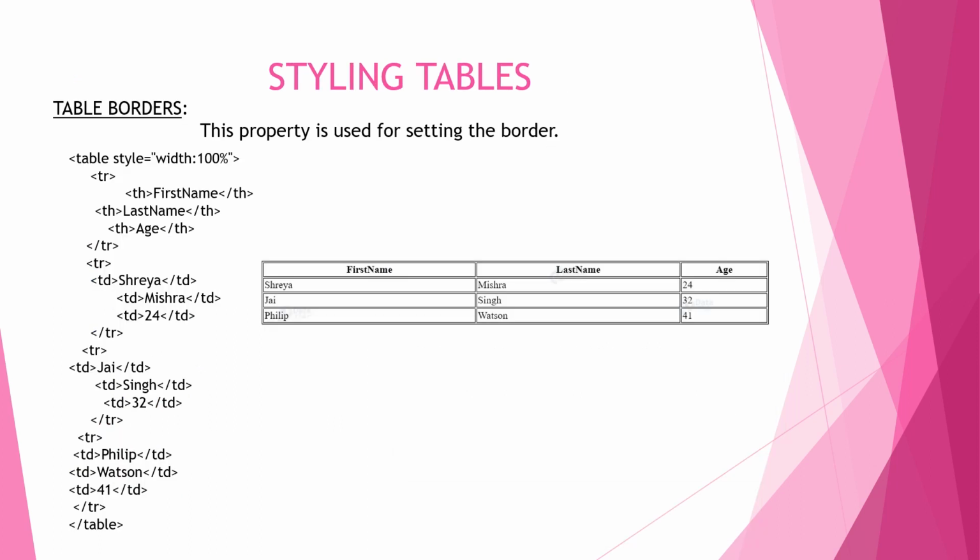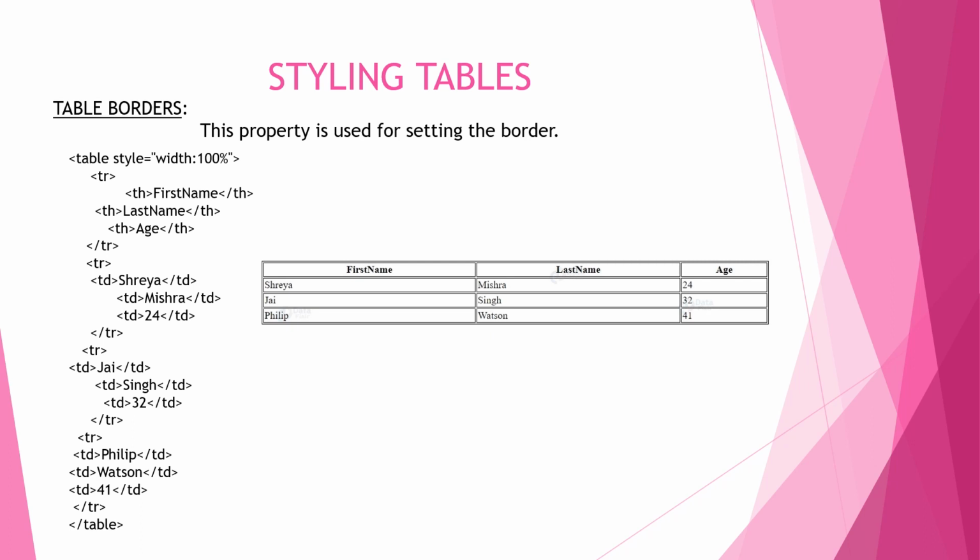Styling tables. First one is the table borders. We usually know that HTML does not provide table borders by default. So you use the border property to set the table border. Table style equals width 100%. That is the styling of tables.